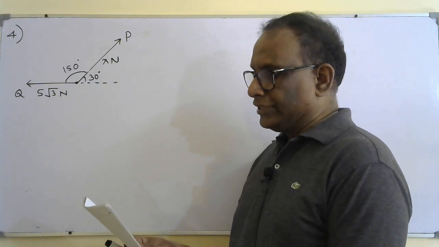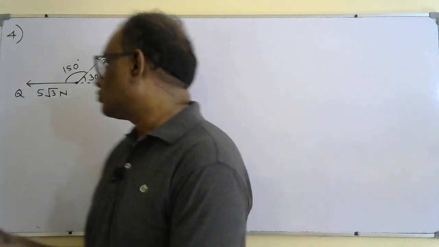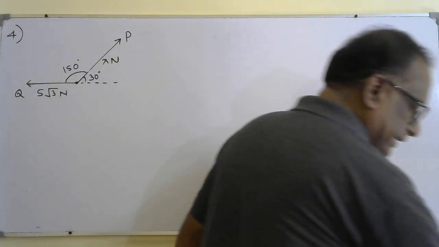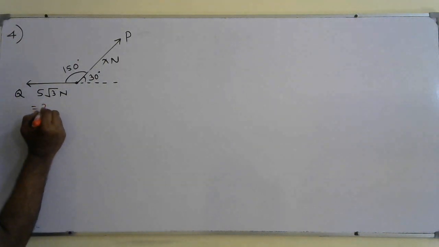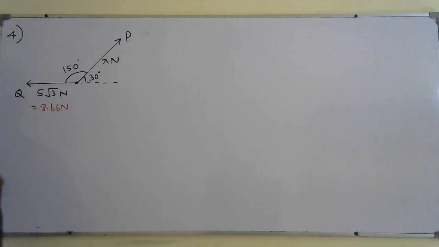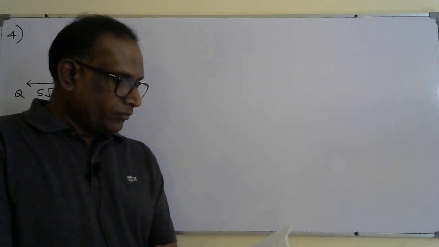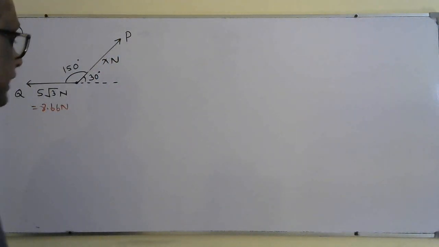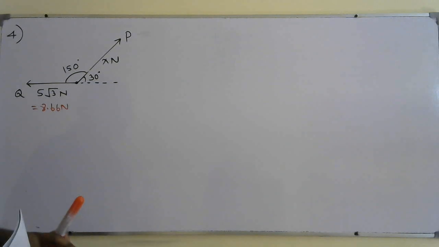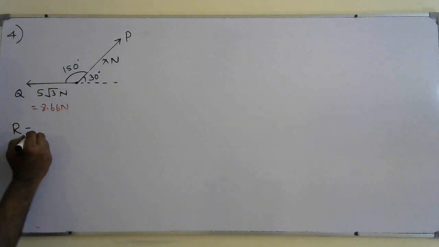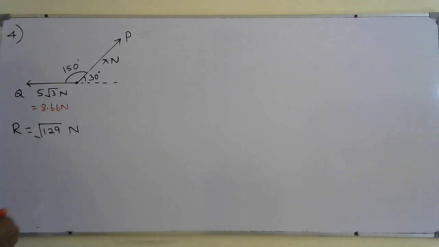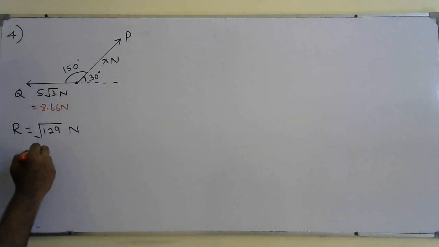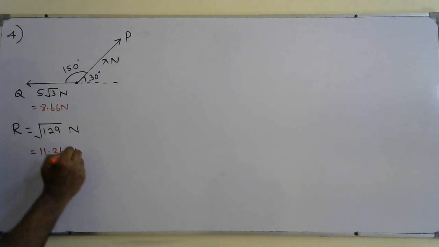Force P has a magnitude x Newton, force Q has 5√3. So 5√3, if you find it in decimals, will be equal to 8.66 Newton. The resultant of these two forces, P and Q, is √129. So the resultant force given is √129 Newton. If you find it in decimal, we don't need to find it, I'm just finding it, 11.36 Newton. That's the resultant force of these two.